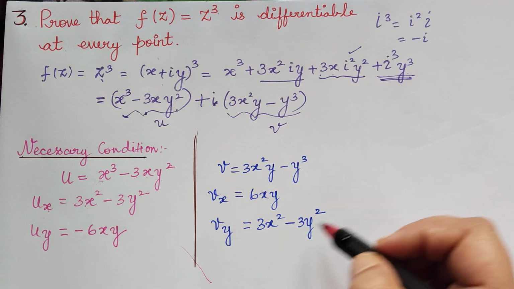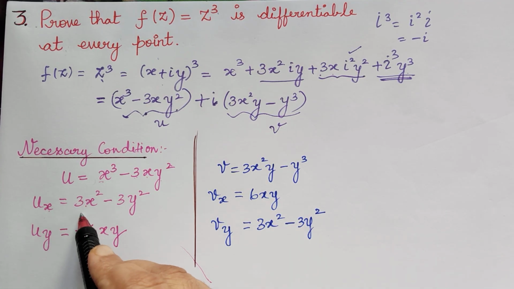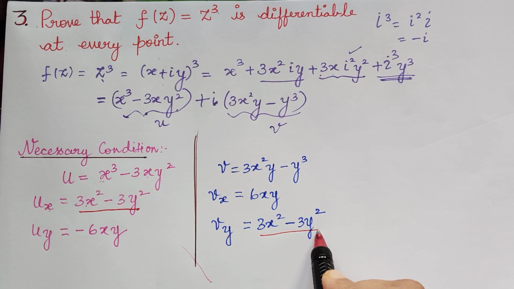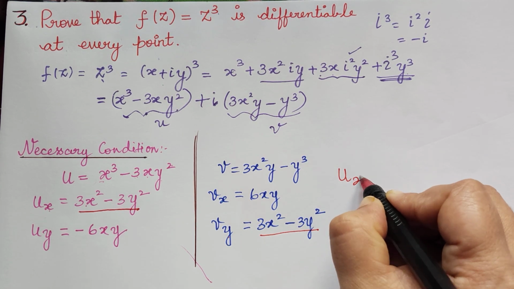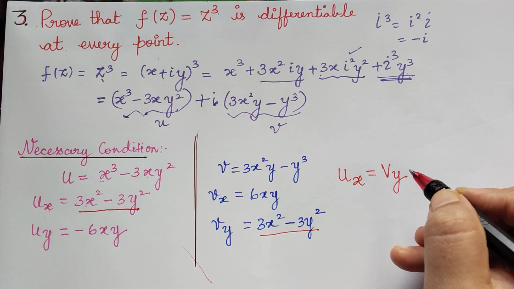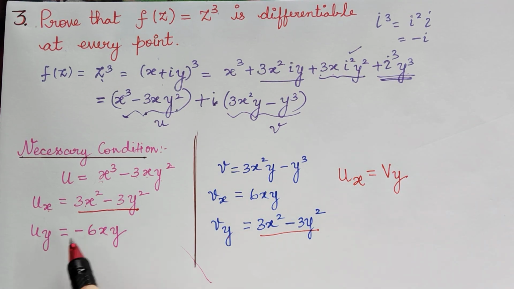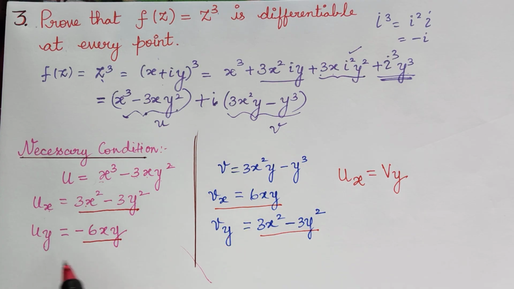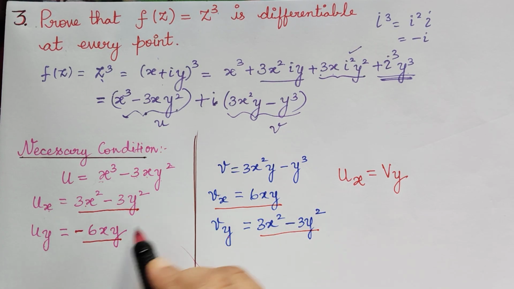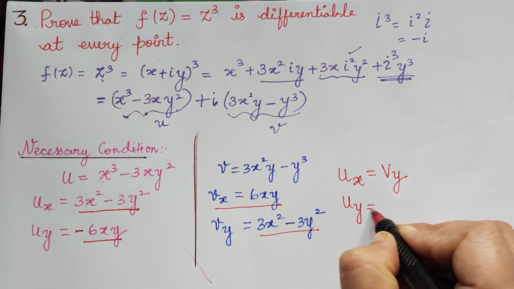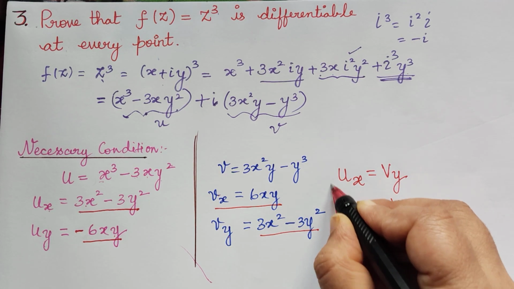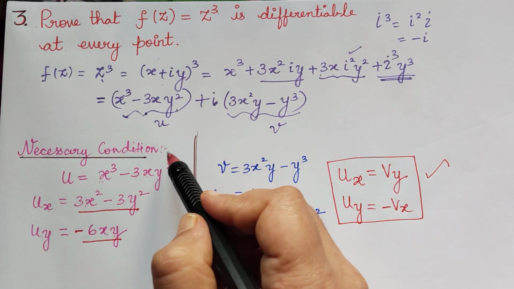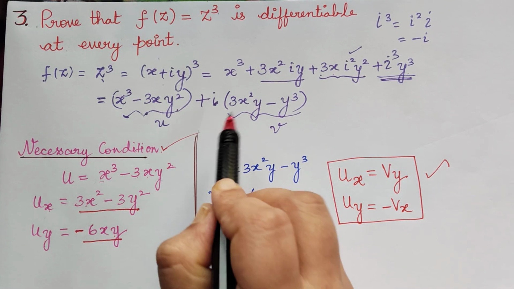We shall now check whether they satisfy the CR equations. We see that ux is 3x square minus 3y square. vy is 3x square minus 3y square. So therefore ux is equal to vy. The first condition is satisfied. And then uy is minus 6xy. vx is 6xy. We see that uy is equal to minus vx. The second condition is also satisfied. Therefore, both the CR equations are satisfied, which means that the given function satisfies the necessary condition.